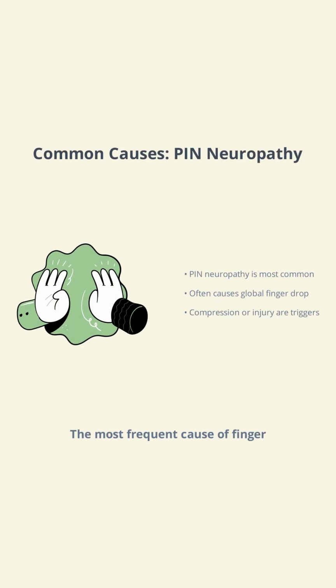The most frequent cause of finger drop is posterior interosseous nerve, PIN, neuropathy. This nerve can be injured or compressed as it travels through the forearm, especially near the elbow. PIN neuropathy often results in global finger drop, affecting all digits. Causes include trauma, entrapment at the arcade of Frohse, or compression by masses like ganglion cysts. Sometimes the nerve is damaged during surgeries or by repetitive strain. Recognizing PIN neuropathy is key, as it guides both diagnosis and treatment.